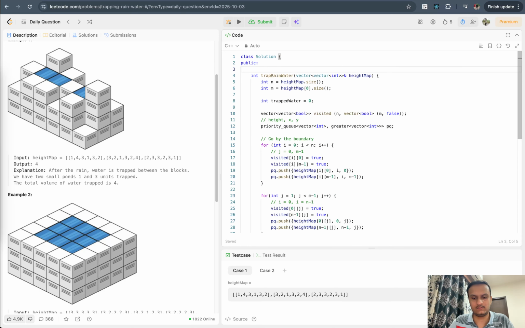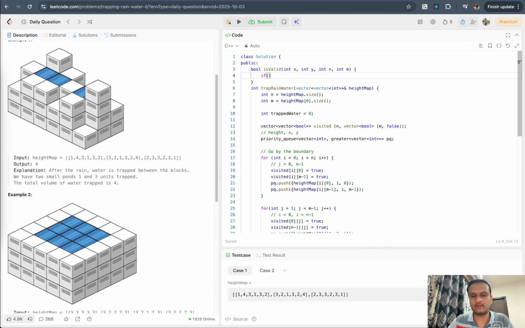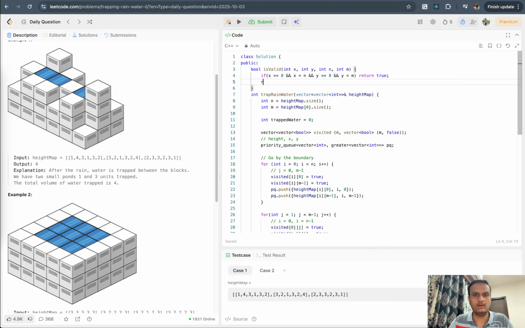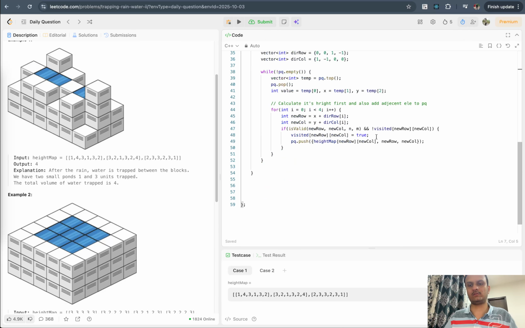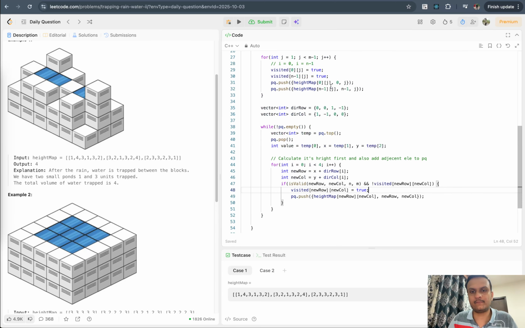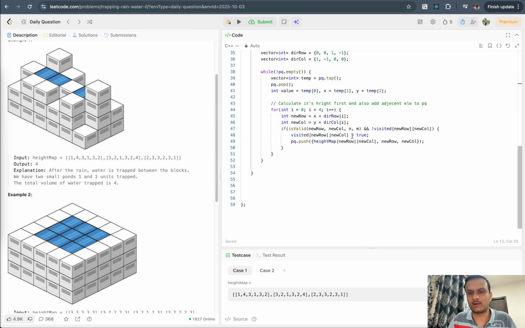And we just have to make this one function as well, which is boolean is valid, int x comma int y, int n comma int m. If x is greater than equal 0 and x is less than n and y is greater than equal 0 and y is less than m, then it's true. Otherwise return false. If it is in the bound, it's valid, otherwise false. Okay, now the one main important part is remaining, the calculation of this trapped water.